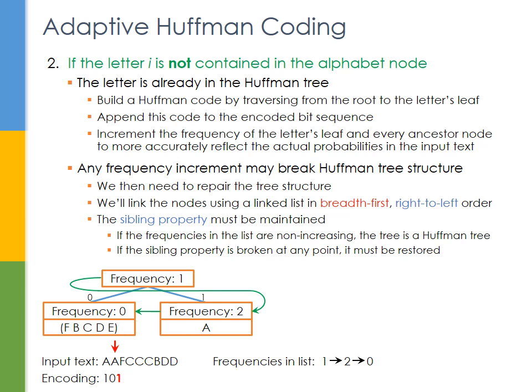So in our example over here, if we follow the green arrow, we see that the frequencies in order are 1, 2, and 0. So in other words, we have a situation here where we have an increase in the sequence. Our frequency value has increased from 1 to 2 and then to 0. What this means is that the sibling property has been broken at this point, and an update to the tree structure is then required.